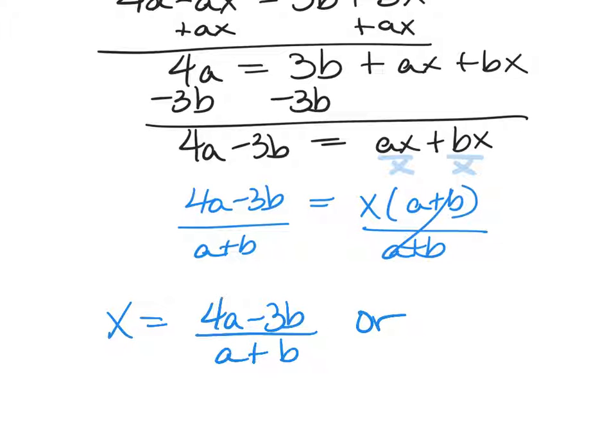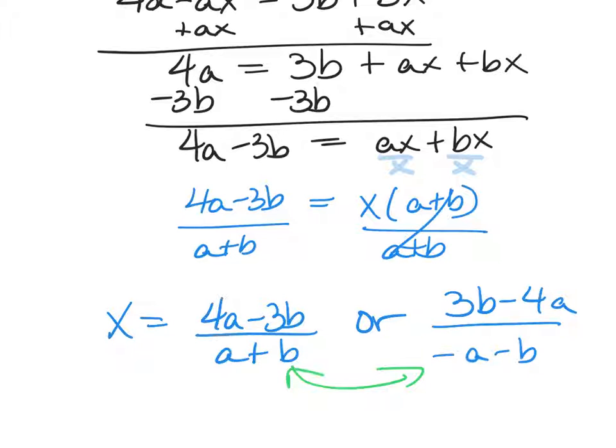Now, again, if you move the x's to the left, the answer you got for that one was 3b minus 4a over negative a minus b. If you notice, all of the variables are opposite signs. They're all there, but they have opposite signs. So either method would be acceptable.